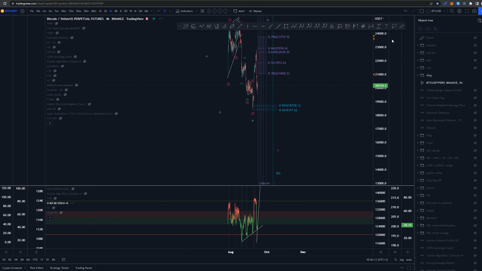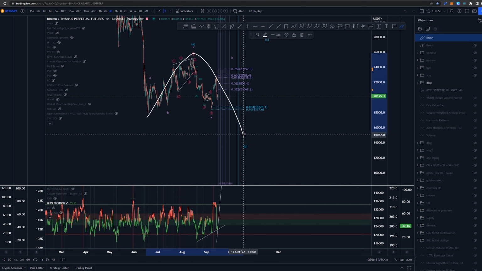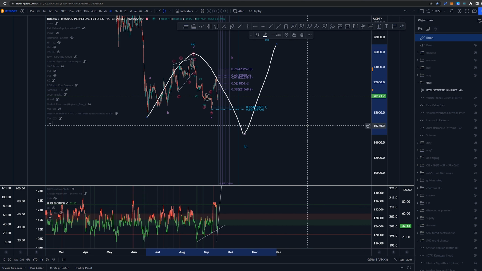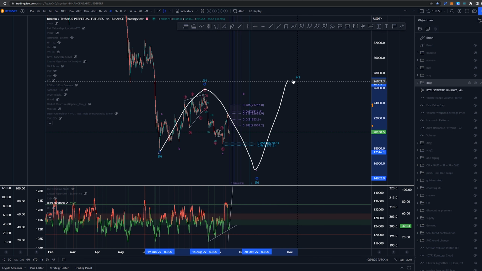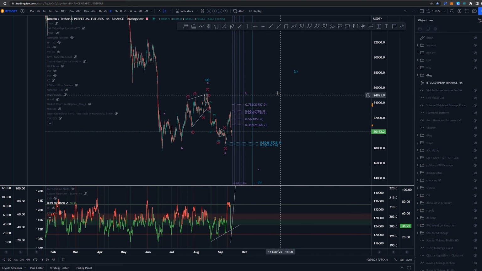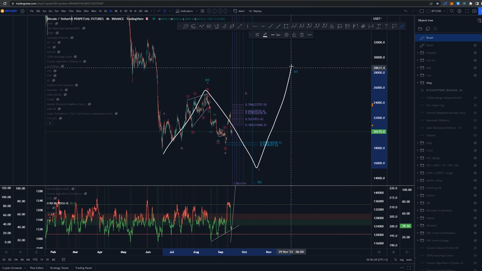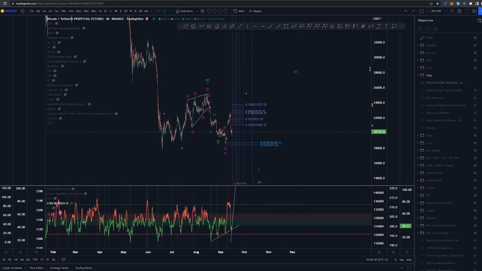This would fit into the idea of having an expanded flat look here on the higher time frame, creating something like that. Of course, I'm not going to be saying where the C wave is going to go yet, but again, expanded flats are very, very common and could be doing something like that and getting us to that possible 28 to 30k range, depending of course on how this is going to be playing out.